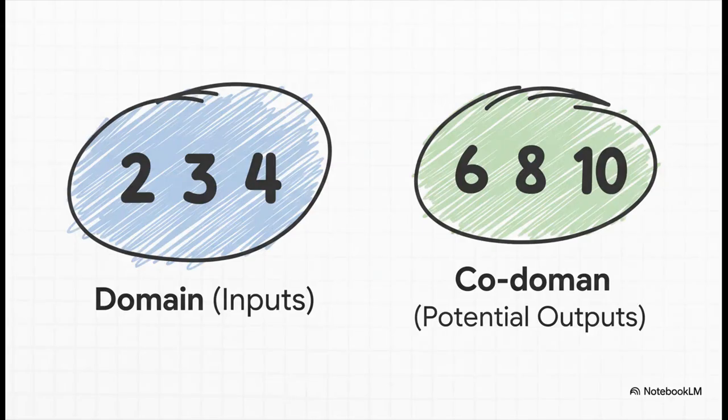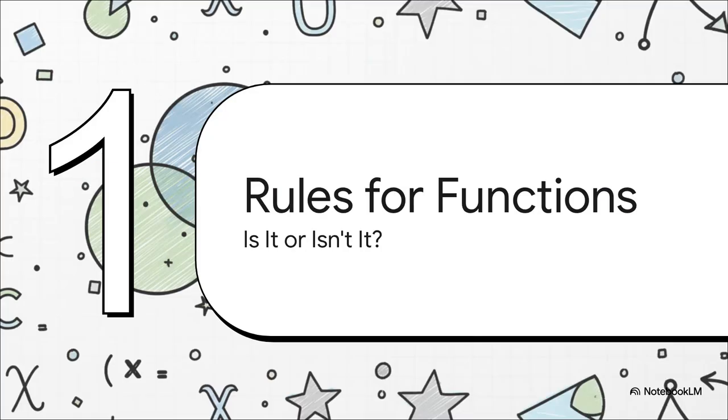And just so we're all on the same page, let's be super clear. The domain, that's our set of inputs, is set A. The codomain, our set of potential outputs, is set B. And this little distinction, it's about to become very important. So, we've done it. We built our relation from scratch.